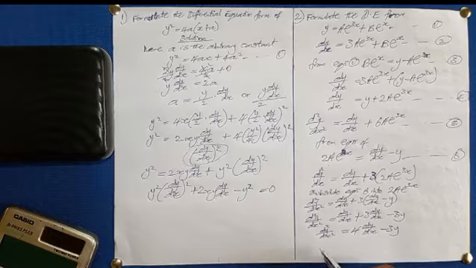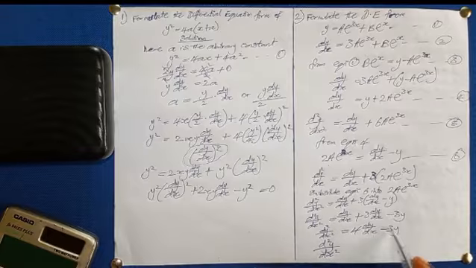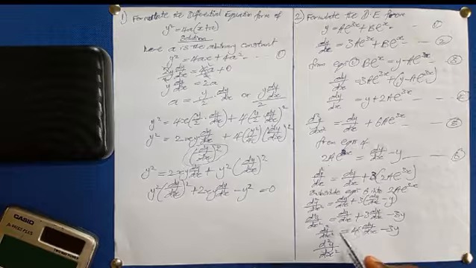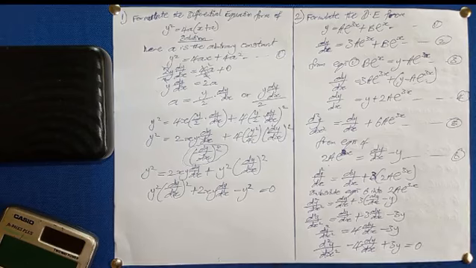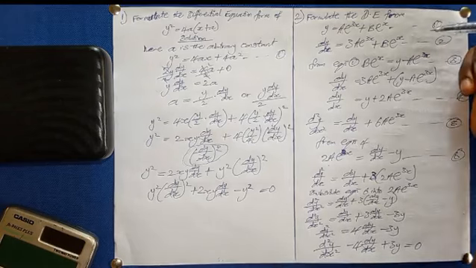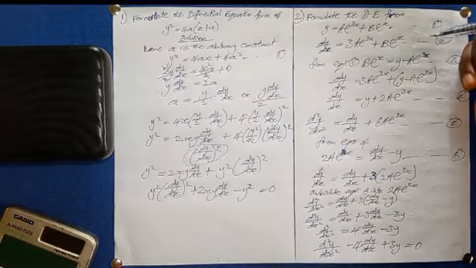Our final answer will be d squared y over dx squared. This should be minus because this crosses the equality sign to this other side. This one is on its own, and for these other two the sign will change because they cross the equality sign to this other side. That will be minus 4 dy over dx plus 3y equals 0. So that's the answer to question number 2.